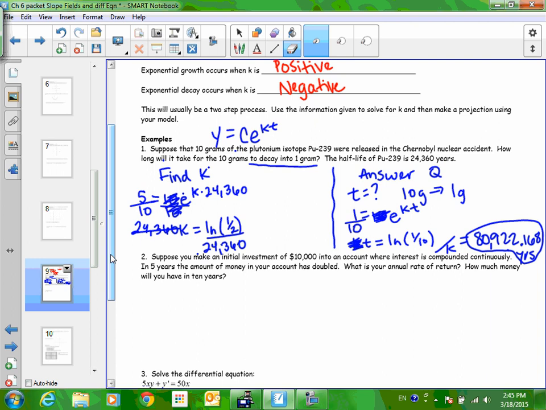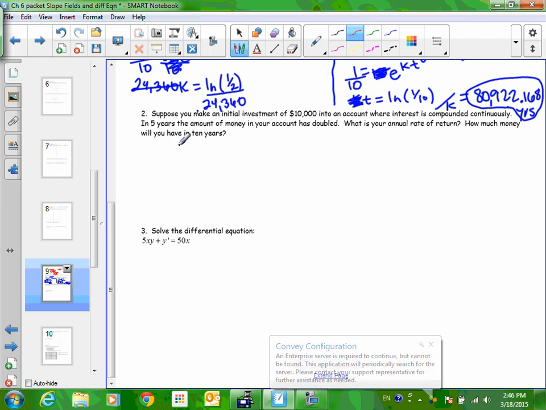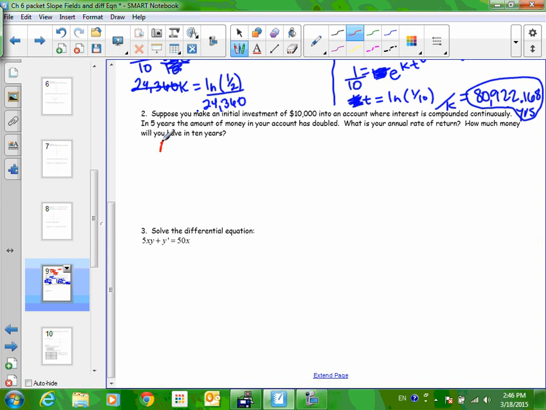All right, this next problem, you're actually probably going to be more comfortable with. So suppose you make an initial investment of $10,000 into an account where the interest is compounded continuously. That just means, hey, use this formula. In 5 years, the amount of money in your account has doubled. What is your annual rate of return, and how much money will you have in 10 years?